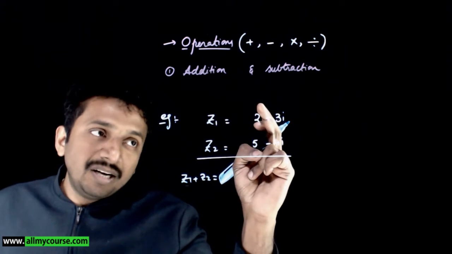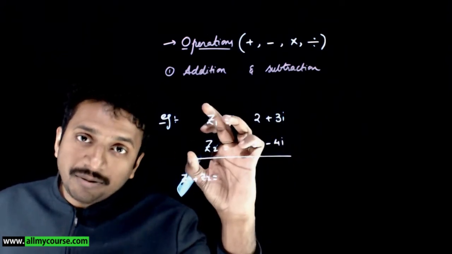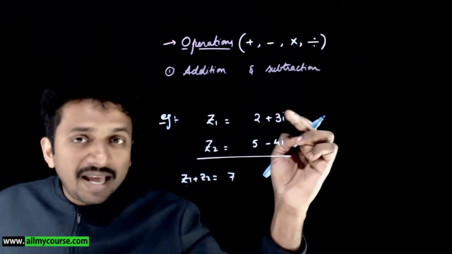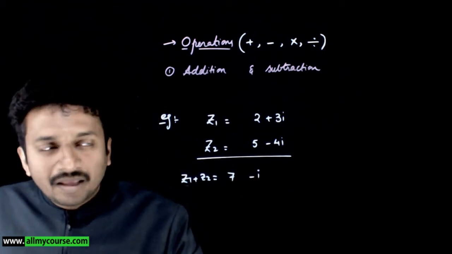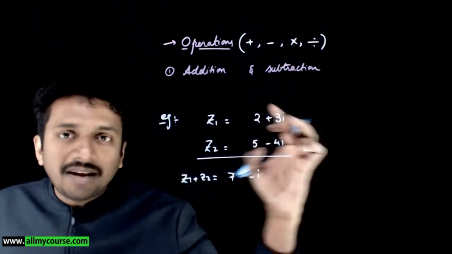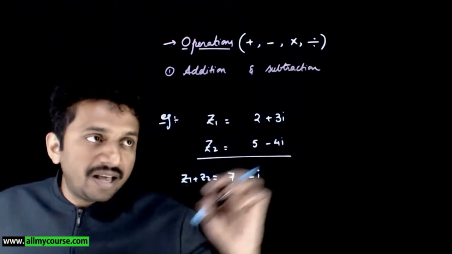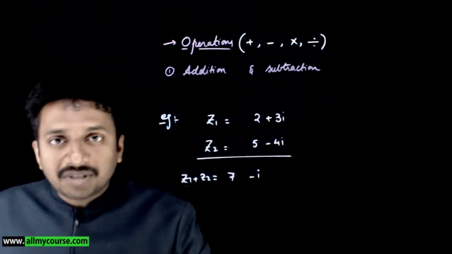So you have 2 plus 5, this is a real part, this is a real part. If you want to add z1 and z2, 2 plus 5 is 7, 3i minus 4i is simply minus i. So add real parts separately, add imaginary parts separately. So the real part is 2 plus 5, the imaginary part is 3 minus 4, which is minus 1 times i.